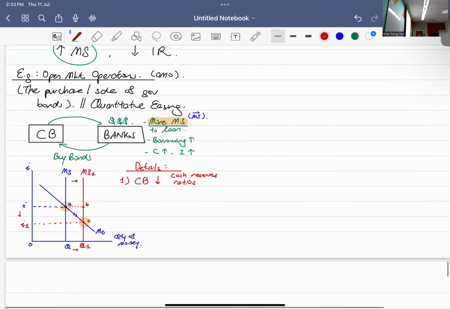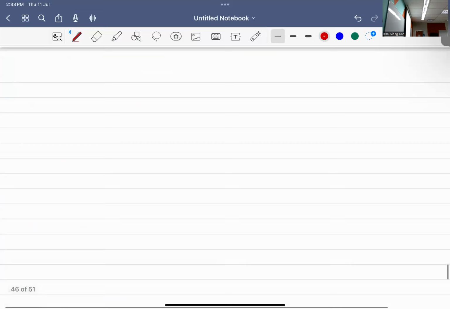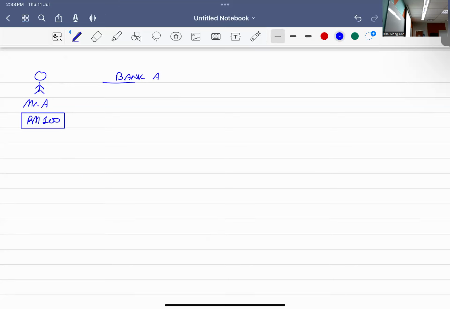Let me draw some annotations and scroll down a bit first. Let's say, for example, we have this Mr. A, who has 100 ringgit. He would like to put it into bank A, for example. So this is bank A. Mr. A wants to put the deposit of 100 ringgit in this bank A.